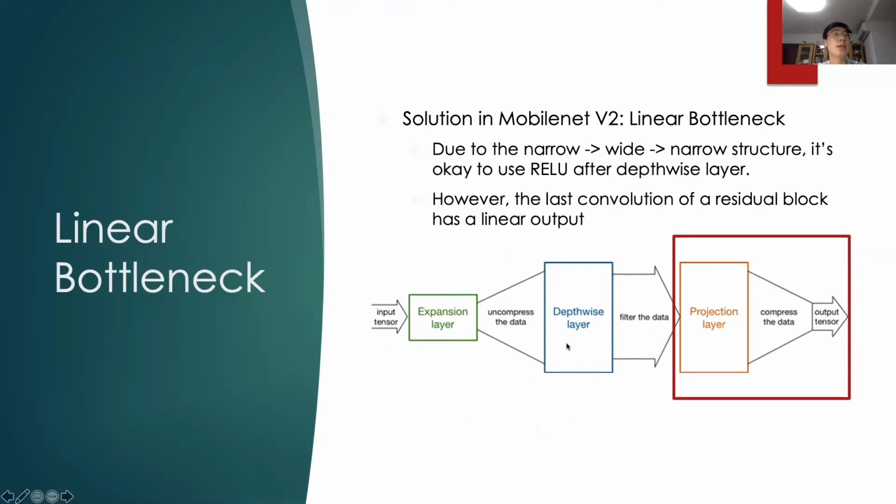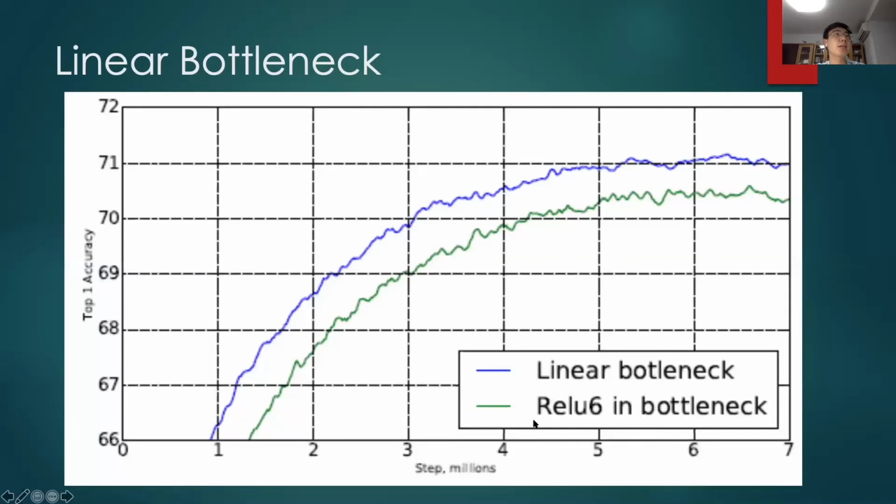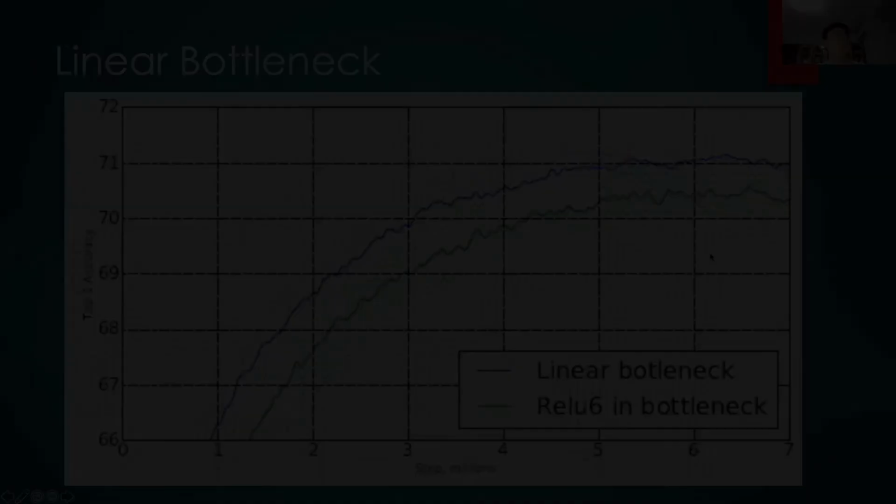So in the first 2 layers, the data is in high dimension and it's okay to use ReLU. However, in the last layer, the projection layer, we compress data and decrease the number of channels. If you use ReLU here, it will cause serious information loss. So the solution is, instead of using ReLU, we use a linear activation function here. So here we build the linear bottleneck. Here you can see that after the 1x1 projection layer, we use a linear activation function. And compared to using ReLU 6 in the bottleneck, a linear bottleneck has better performance as well.